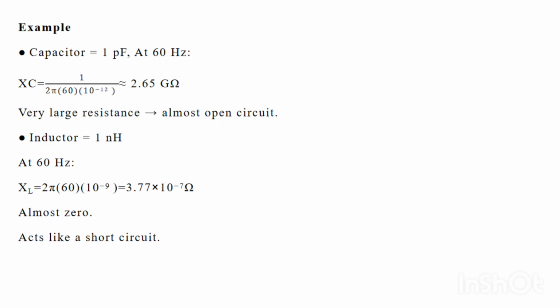Let us define it in the equation. Xc will be equal to 1 divided by 2 pi into the frequency value 60 and the capacitor value 10 to the power of minus 12. If I make all the calculation, the value will be equal to 2.65 into 10 to the power of 9 ohm, which is approximately 2.65 giga ohm. Assume such a huge resistance value connected to the circuit. No current will flow through the circuit, and the circuit will behave like an open circuit, right?